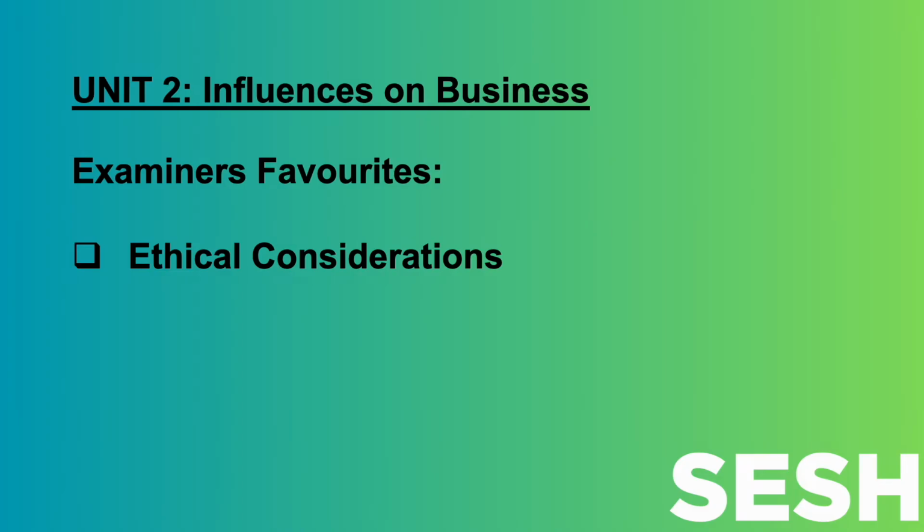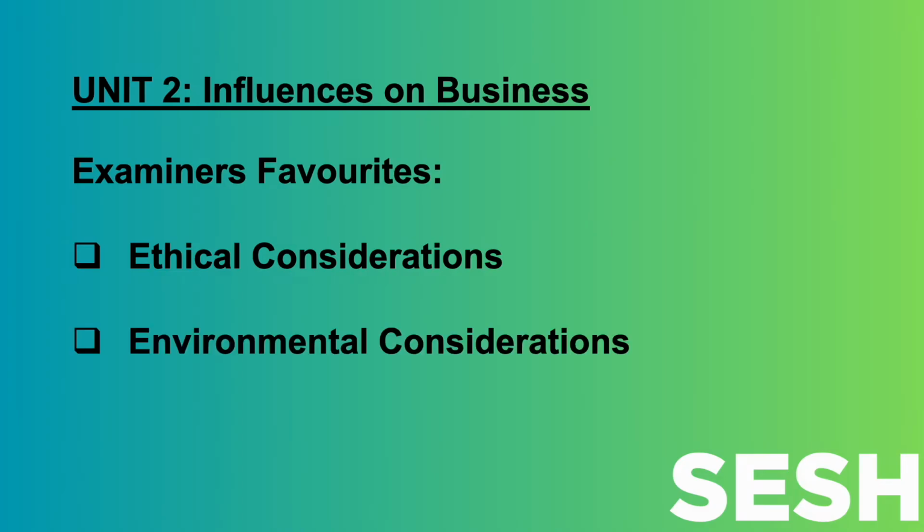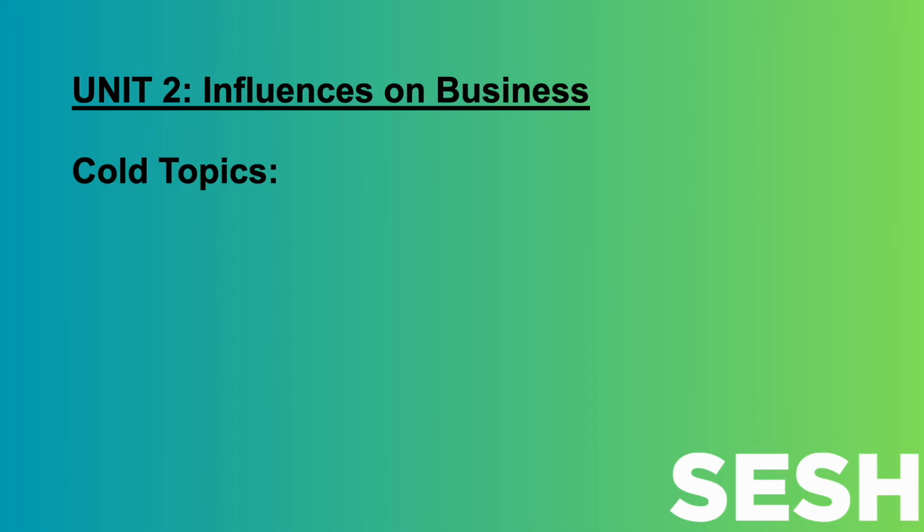Now, the other favourite topic in Unit 2 is environmental considerations. Those considerations to be aware of are traffic congestion, recycling, waste disposal, noise pollution, air pollution, and your job is to grasp how businesses and consumers take on greater environmental responsibility in decision making, but crucially understand the costs and benefits of doing so.